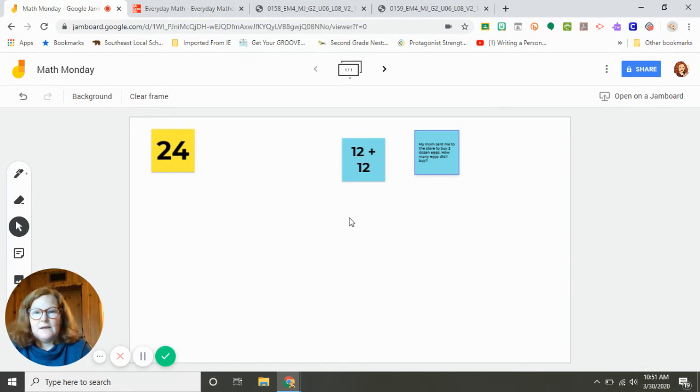And you can choose any number. You could do the number 120, and you could try to figure out problems that would make that answer 120. Challenge yourself, challenge your family members. This is just a good way to practice your math skills.